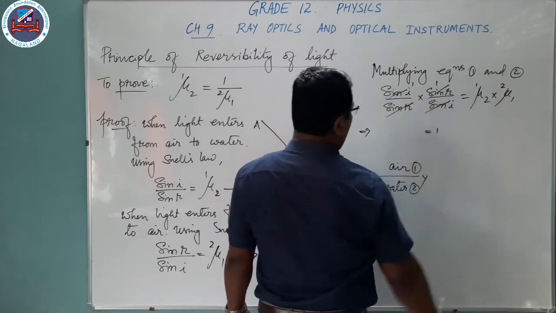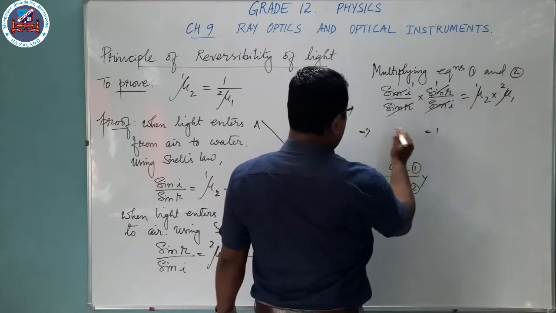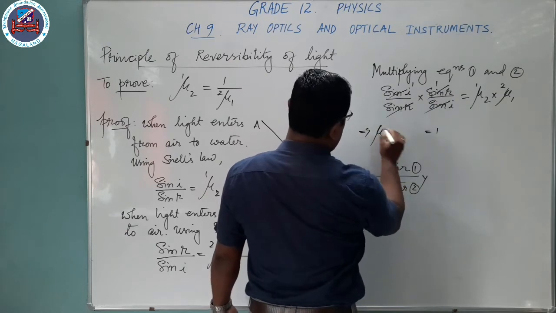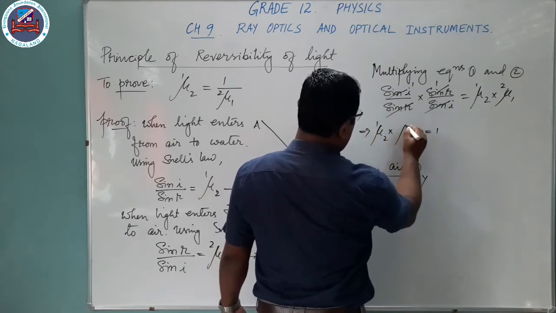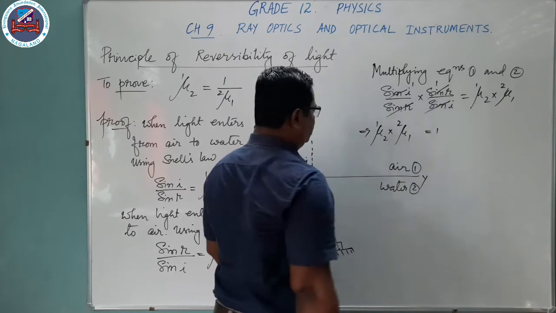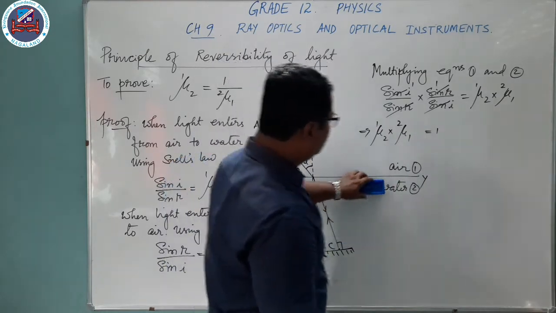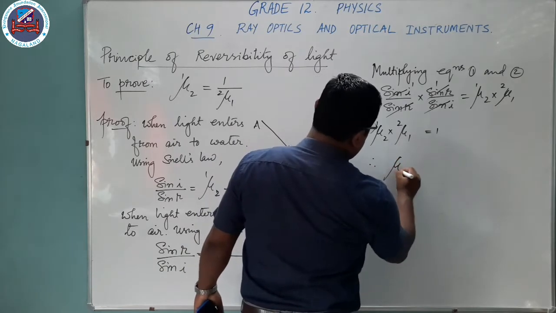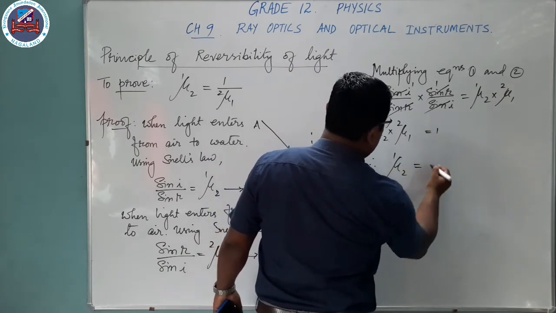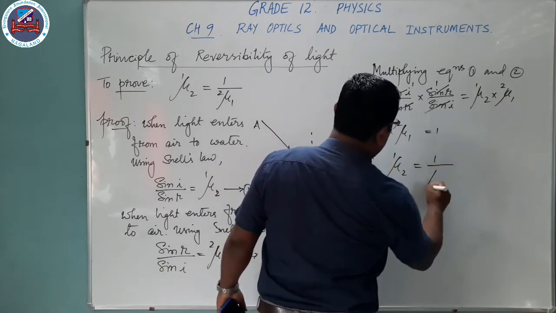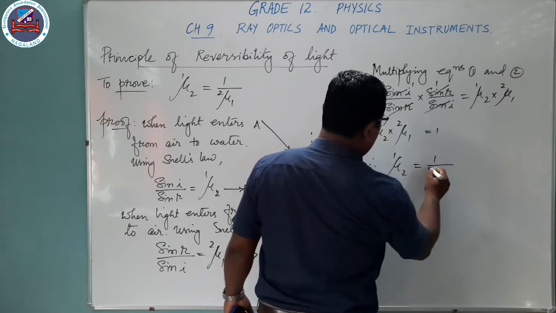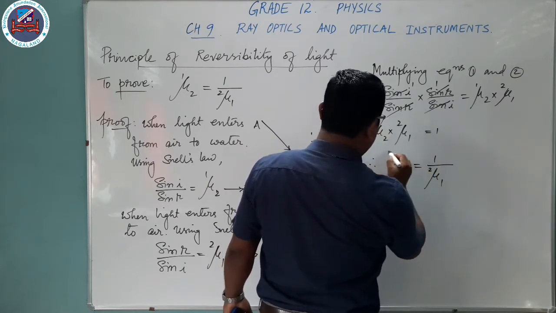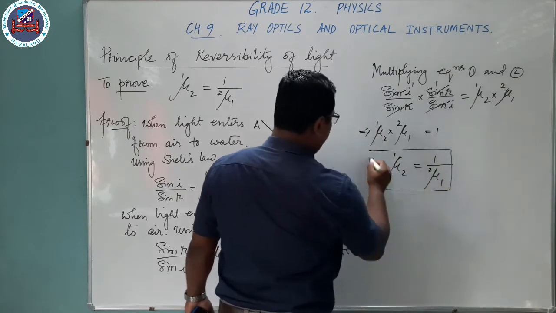I'm taking this side as 1. These two refractive indices, bring them to the other side. Refractive index of second medium with respect to first multiplied by refractive index of first medium with respect to second. This will give us: refractive index of second medium with respect to first is equal to 1 by, or the reciprocal of, refractive index of first medium with respect to second. This way you can prove it.